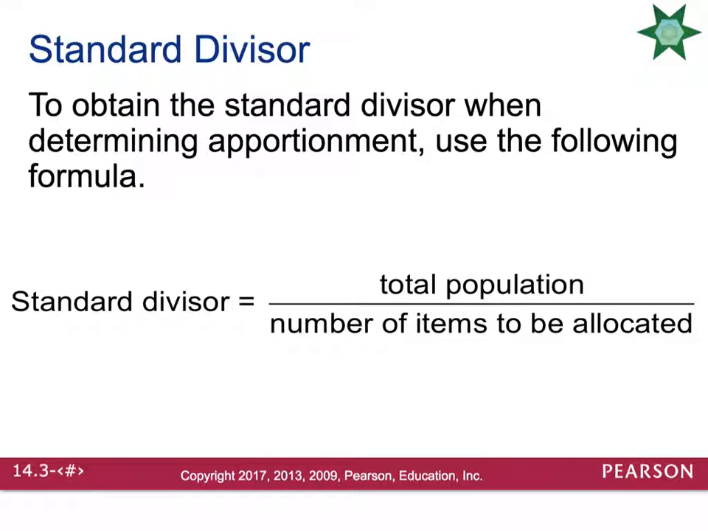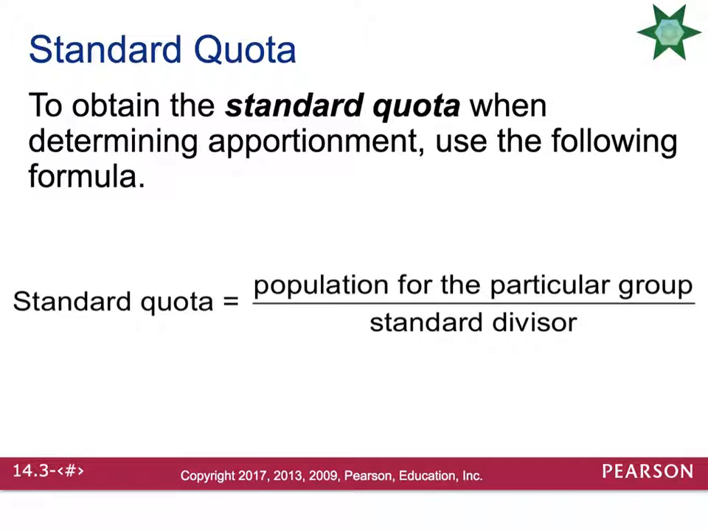First thing you have to know is how to calculate the standard divisor. To obtain the standard divisor, when determining an apportionment, you use the following formula. You take the total population and divide that by the number of items to be allocated. To obtain the standard quota, take the population for the particular group and divide it by the standard divisor.